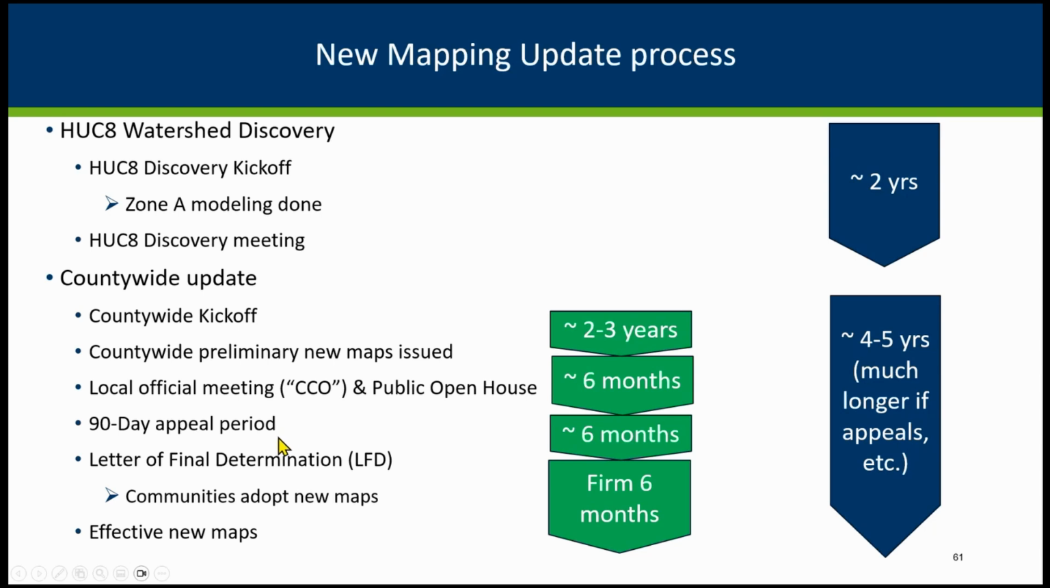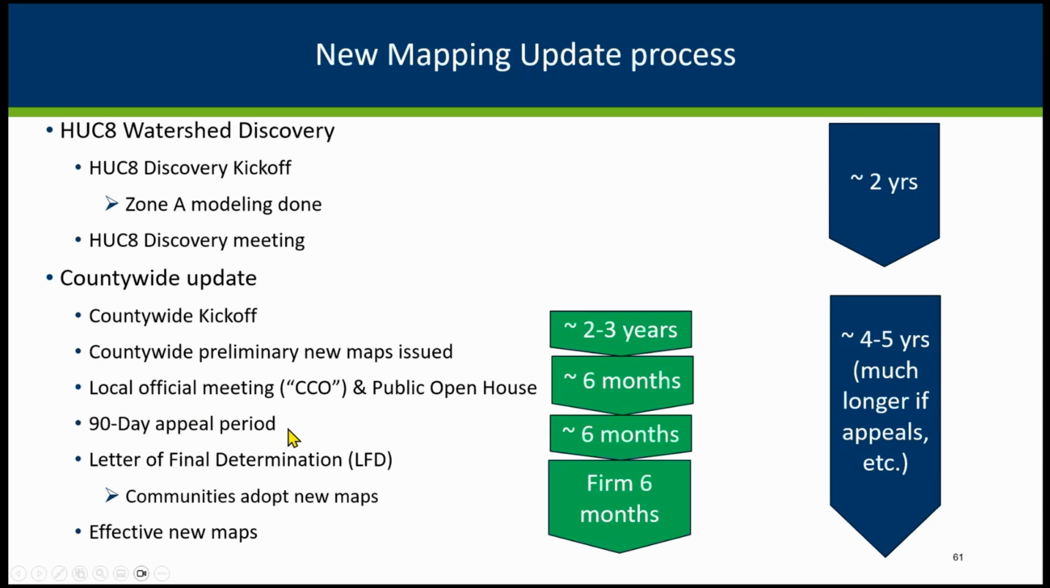And then depending on what kind of appeals come in, this timeline is based on the process. If we don't have a lot of appeals or complications, things go really smoothly. It might be like a 4-year process from kickoff to new maps, but we've got some of our counties where it's been over a decade and there've been different kinds of issues that come up.